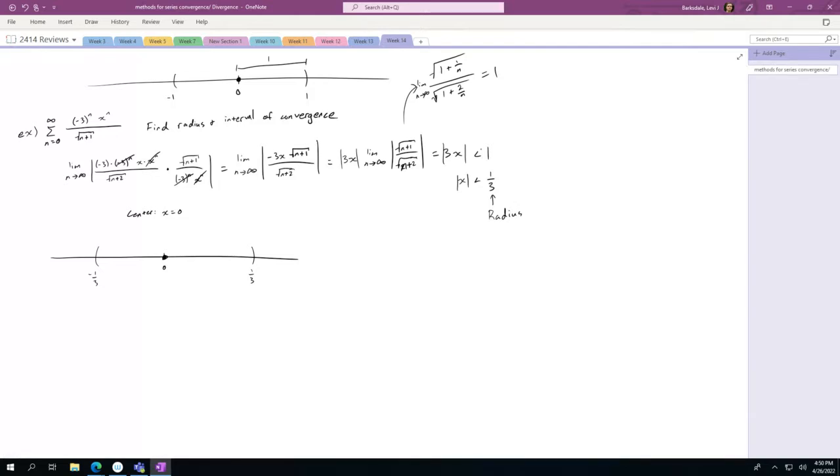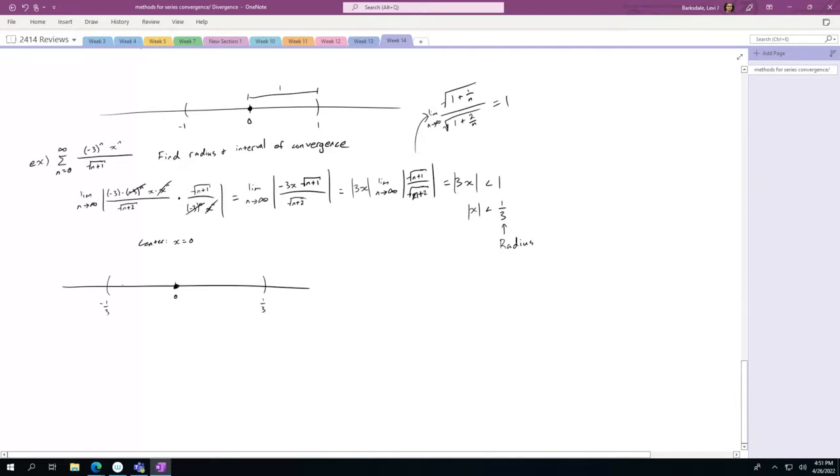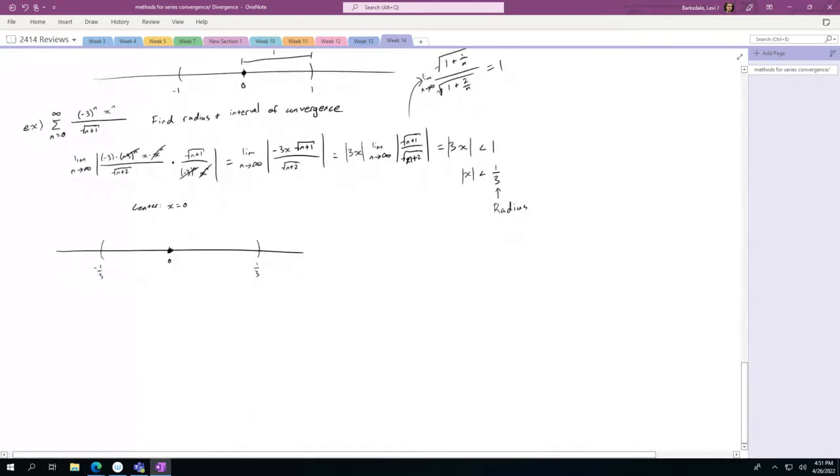Inconclusive. It is inconclusive, which means I can say that whenever x is bigger than 1/3, it diverges. Whenever it's smaller than 1/3, it's going to converge as long as it's still bigger than negative 1/3. But when it's equal to 1/3, I actually don't know yet, right? So that's where I actually have to go through and come up with a different series test.